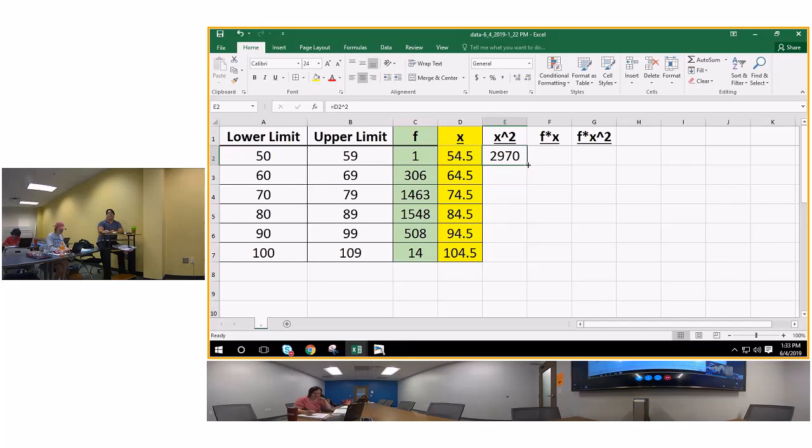Make sure I picked the right column this time. I think I did. So that should be your numbers for x squared. And now you just have to do your columns. Try to do f times x. I'll do the first one for you. That's 54.5.